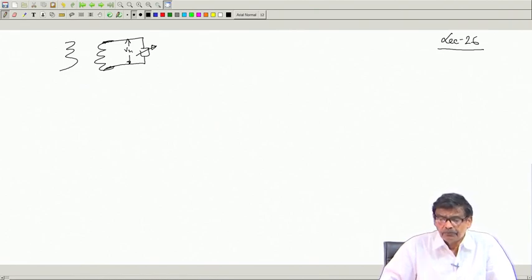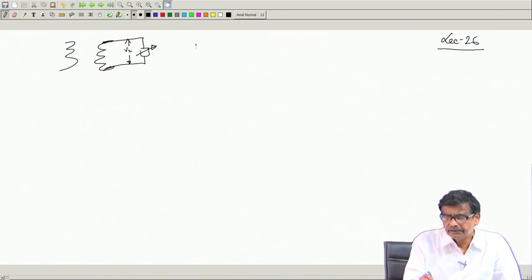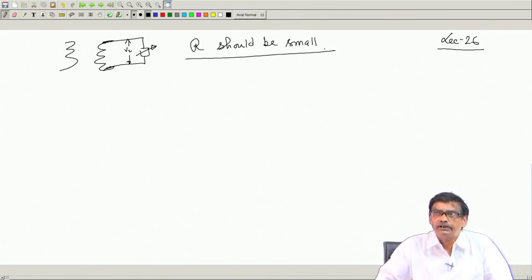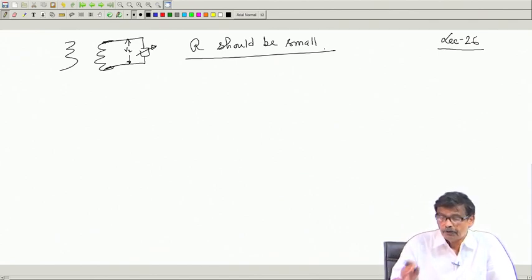So regulation should be small, maybe 2 to 5% of the rated voltage. That is one thing. Therefore, regulation should be small, no doubt, so that constancy of voltage across the load is not disturbed that much. Now, how should this be made small?